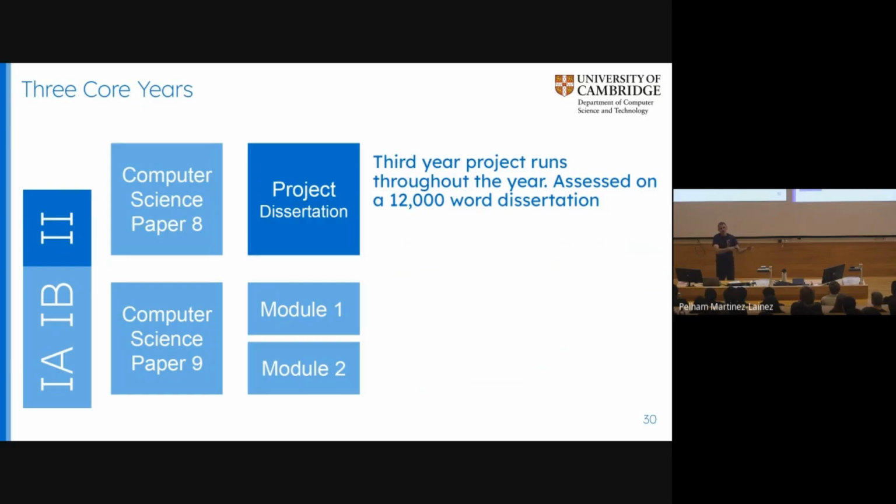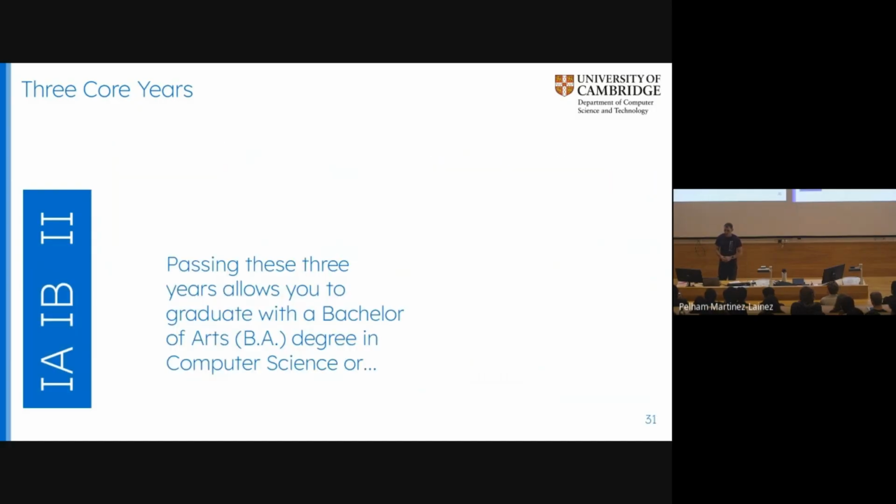Again, I'll refer you back to my earlier comment that things may change by the time you get through the tripos, but this is how we do it at the moment. Okay, so if you pass those 3 years, which obviously you would, then you graduate with a Bachelor of Arts degree in computer science. Okay, so again, Bachelor of Arts, it's just a weird Cambridge thing, don't worry, no one cares in the world because no one understands.